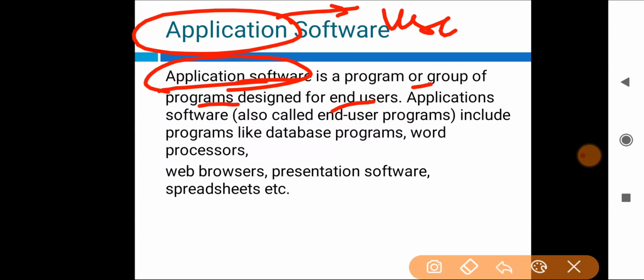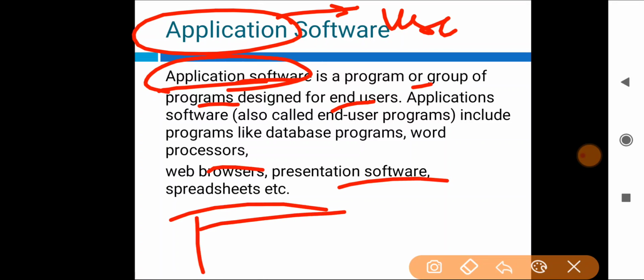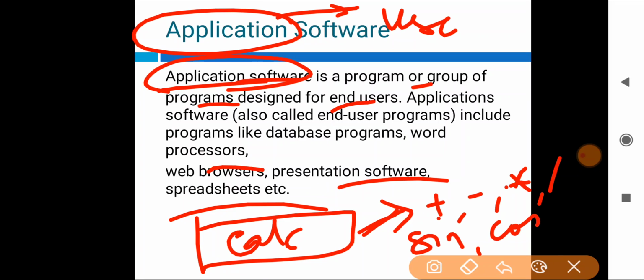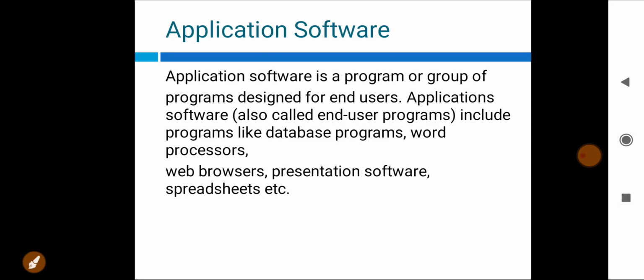Apart from that, you must have learned about MS Office, which includes PowerPoint, Excel and Word. All these types of software come under application software. Also you have your web browsers, presentation software, spreadsheets, etc. Even the calculator which we were talking about comes under application software. Why? Because it is going to perform a specific task of addition, subtraction, multiplication and division. Maybe you will have advanced sine, cos, tan also. So all these functions or this type of software will be included under application software.